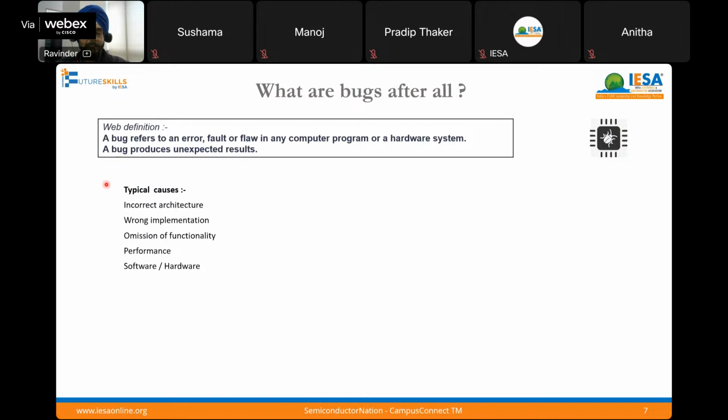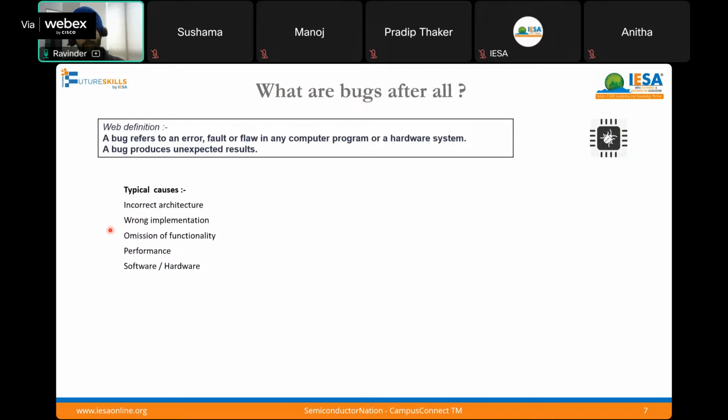Now, what could be typical causes of a bug? The source could be different things. It could be incorrect architecture, maybe the way a particular product has been architected. There's a problem there, and that architecture doesn't handle certain situations well. So that could be a source. The architecture could be right, but the implementation of that architecture into the actual product could have a problem. And this is, I think, the most common reason for a bug to be there.